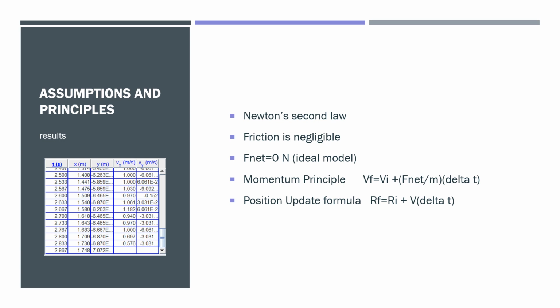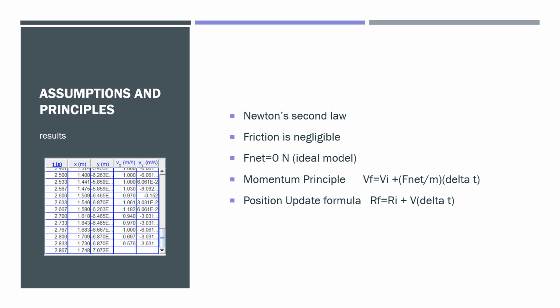Final velocity equals initial velocity plus net force over mass times delta t, and then the position update formula as seen here.